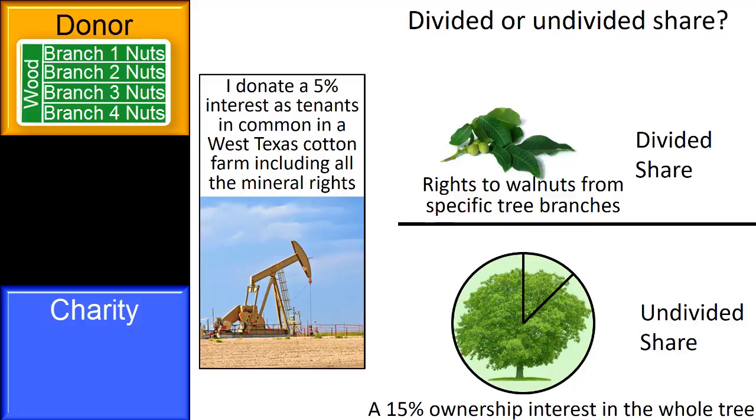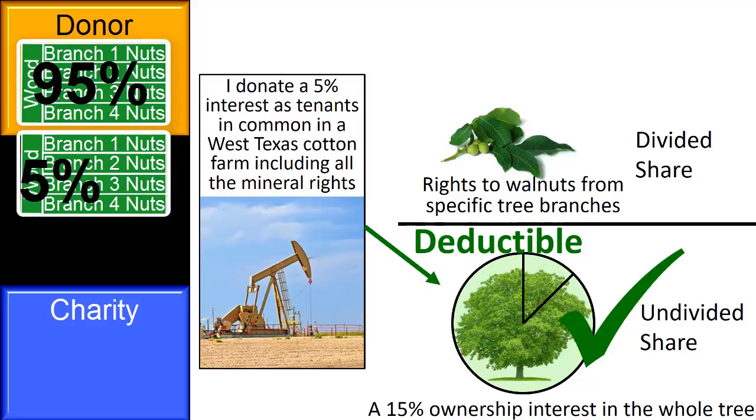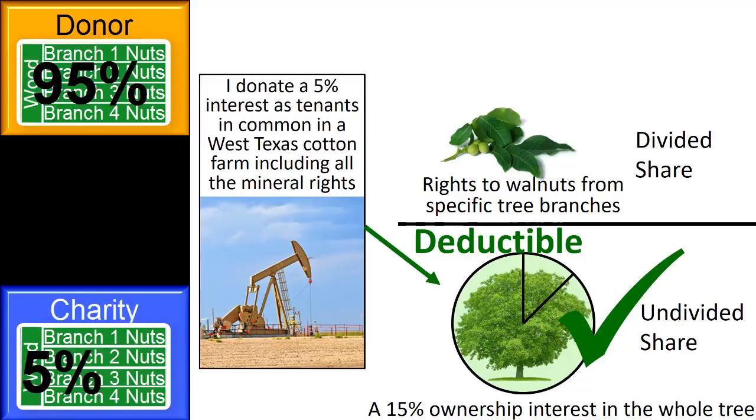Is this a gift of an undivided share in all of the rights owned by the donor, or a gift of a divided share, giving only specific types of rights to the charity while keeping other types of rights for the donor? Here, the donor is sharing a portion of all types of rights owned in the property. Consequently, this is a gift of an undivided share. In other words, it is similar to giving a percentage ownership in the entire tree. Because it is a gift of an undivided share, it is a deductible gift.